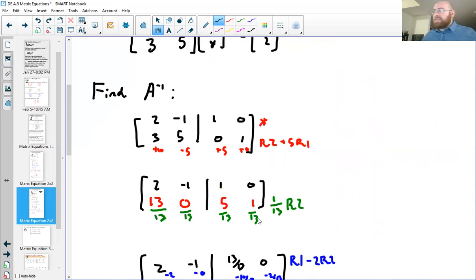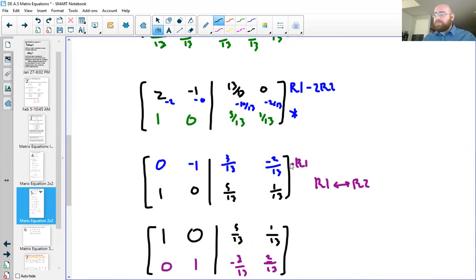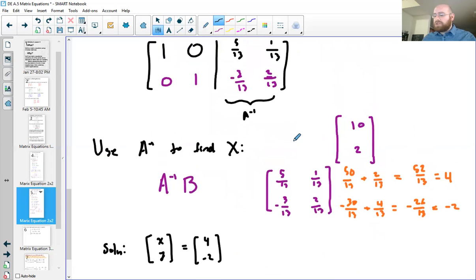Obviously, we could go back and check. So 2 times 4 is 8, minus -2 would be positive 10. 3 times 4 is 12, plus 5 times -2, that's minus 10. So 12 minus 10 is 2. So it checks out. We have completed this example. We'll do one more example in the following video of a 3 by 3 matrix, and then we'll be finished with this lesson.